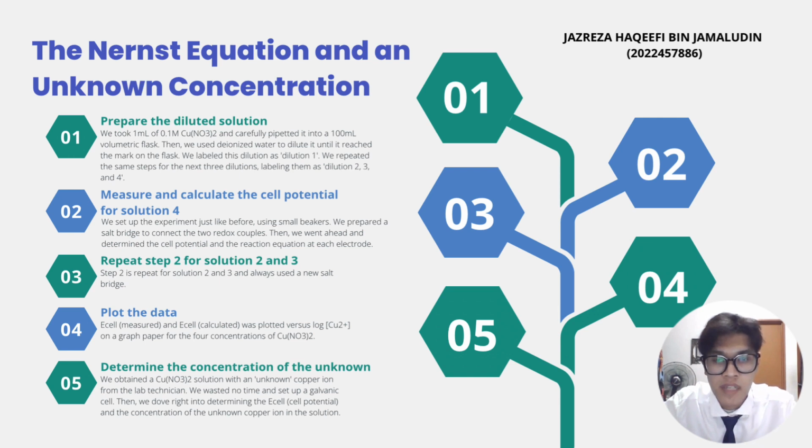For the fourth step, we plot the data where E cell measured and E cell calculated were plotted versus log Cu2+ on graph paper for the four concentrations of copper nitrate. For the fifth step, we determine the concentration of the unknown, where we obtain a copper nitrate solution with an unknown copper ion concentration from the lab technician. Also, we set up a galvanic cell. Then we determined the E cell potential and the concentration of the unknown copper ion in the solution.